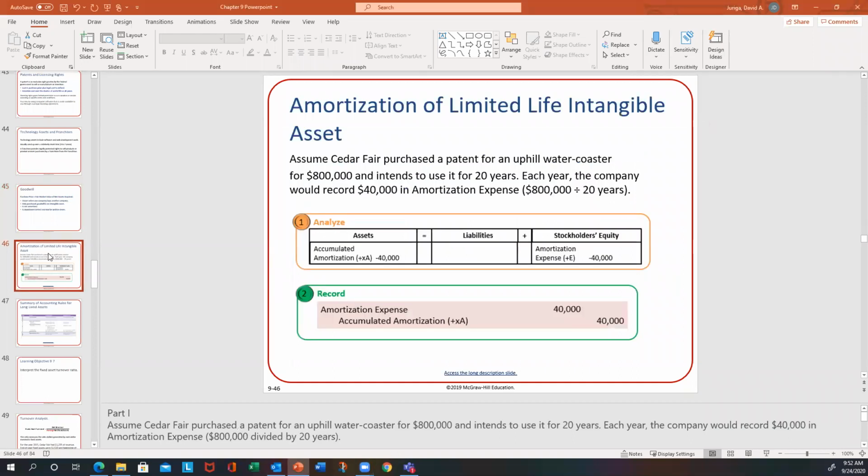Okay, so again, amortization typically is a straight line approach. In this example, it says they purchased a patent for an uphill water coaster, cost $800,000. They intend to use it for 20 years. Each year, the company will record $40,000 in amortization expense. You just divide by 20. So notice they've got accumulated amortization, just like depreciation works the exact same way. And then there's your expense, and notice you debit amortization expense and credit accumulated amortization.